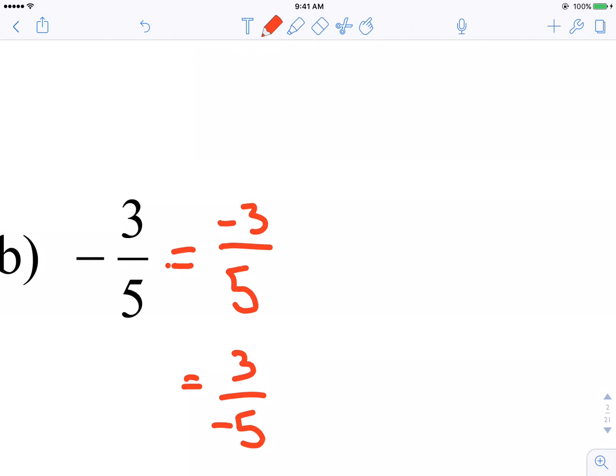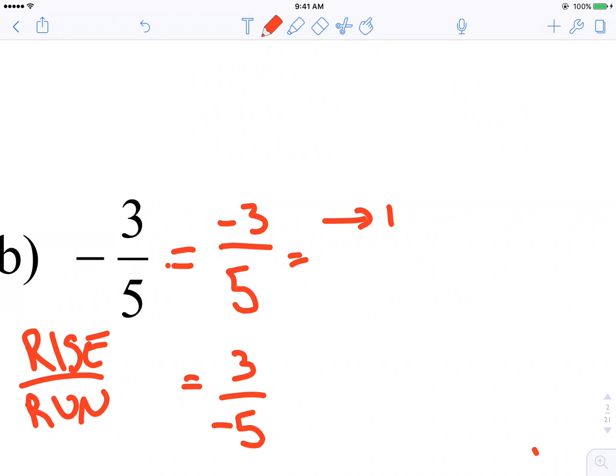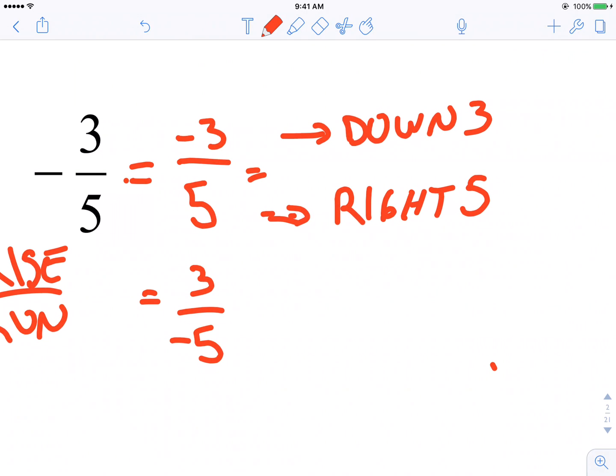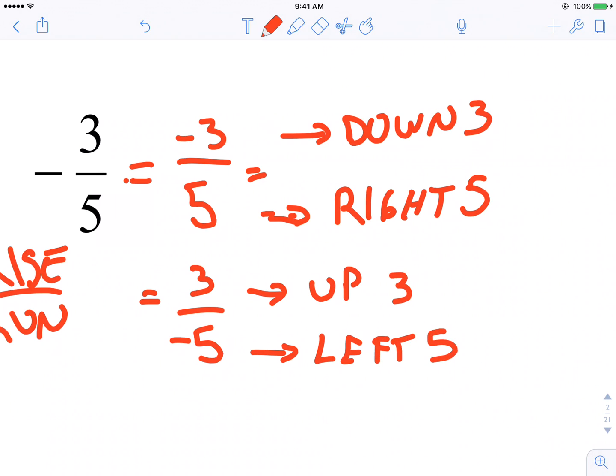So what does this mean when I'm counting my slope? Because I know that slope is rise over run. How far up and down do we go over how far left and right? Well, a negative 3 tells me that I'm going to go down 3. This tells me I'm going to go to the right 5. This fraction, 3 over negative 5, tells me something a little bit different. This says I'm going to go up 3 and to the left 5. But I'll show you when we're counting our slope that it makes absolutely no difference.